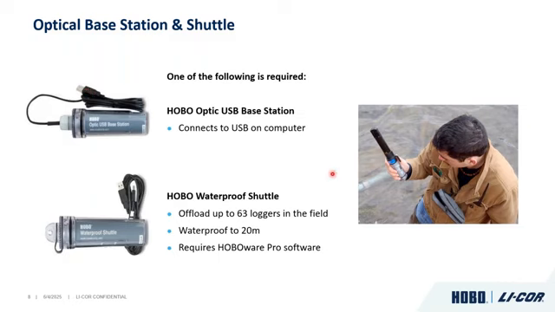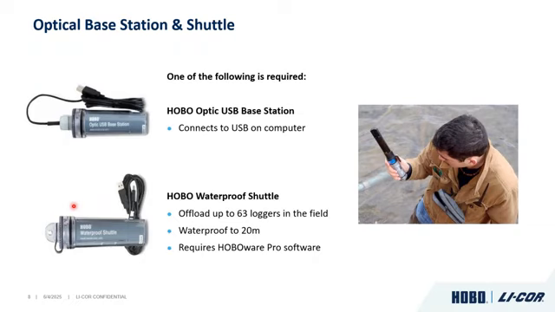The shuttle actually has some extended capabilities. Same thing, it still uses a coupler in that optical interface. It also has a USB cable that can be plugged into it. But what's great about this shuttle is you don't have to bring your equipment to the field or bring the loggers back to the office. You can actually just bring this waterproof shuttle out there. It's almost like a memory stick, and you can offload up to 63 full memory loggers while you're in the field. The other great option about the shuttle is that it's waterproof up to 20 meters.